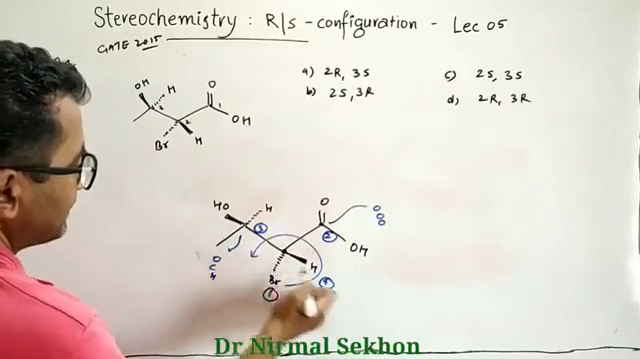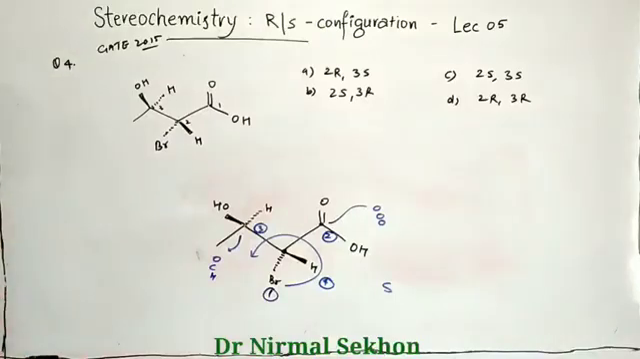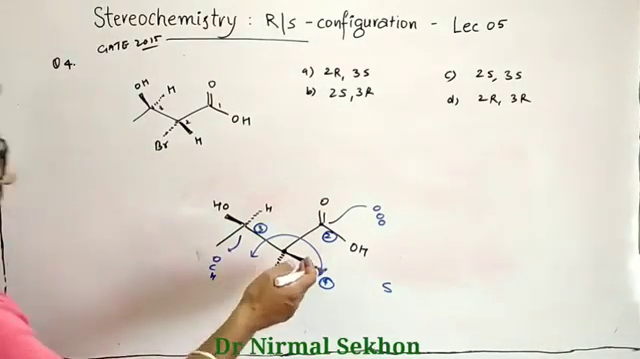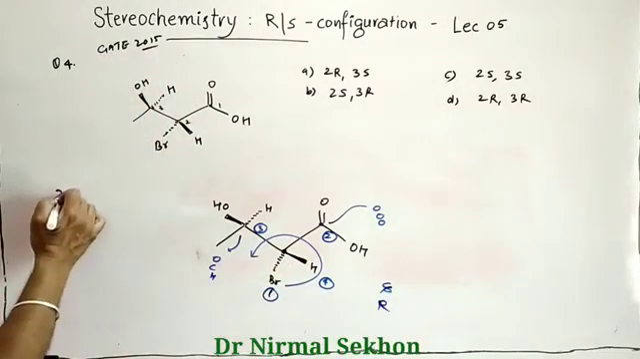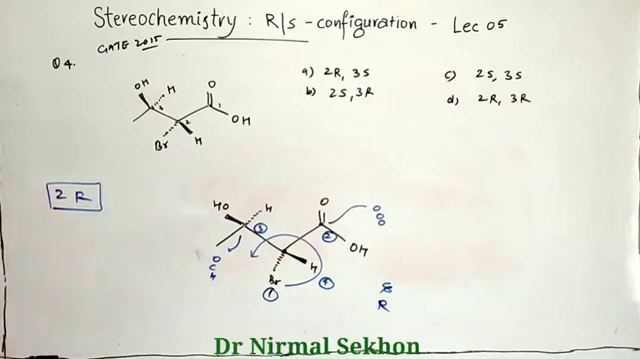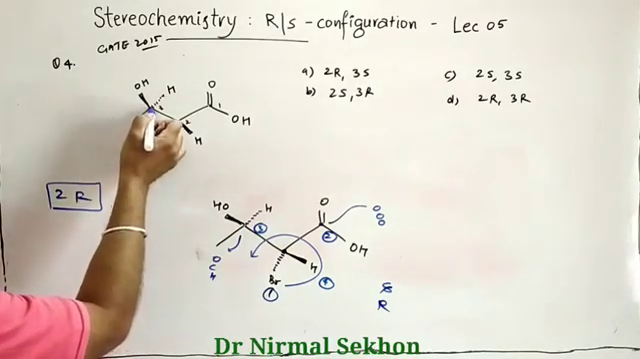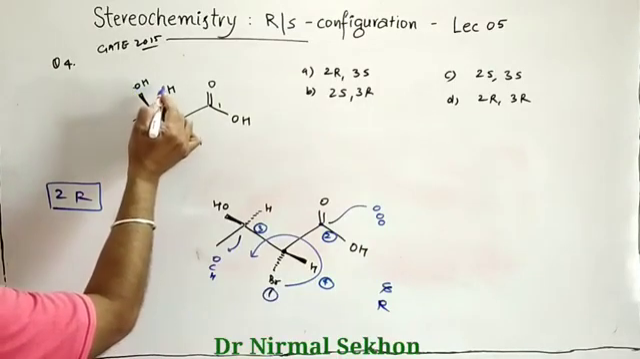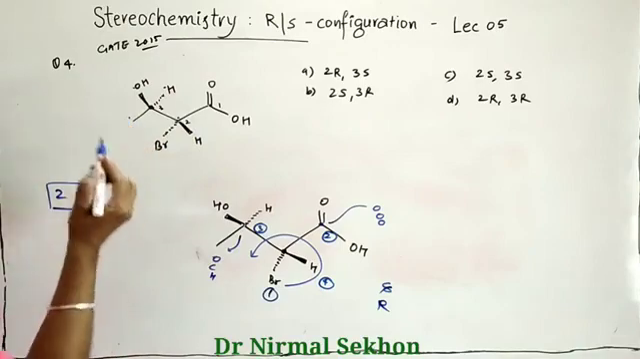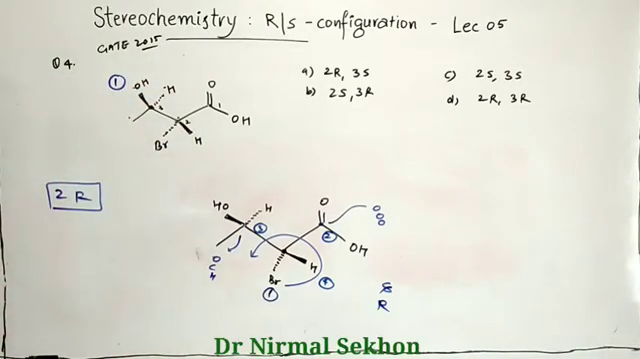So 1, 2, 3, it becomes S. But because hydrogen is not below the plane, its configuration is R. So here 2 becomes R. Now we will solve 3 here. This carbon is connecting to O directly, H directly, C directly, C directly. So this will get number 1.